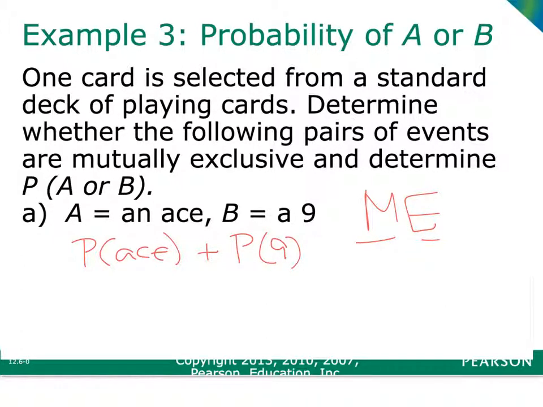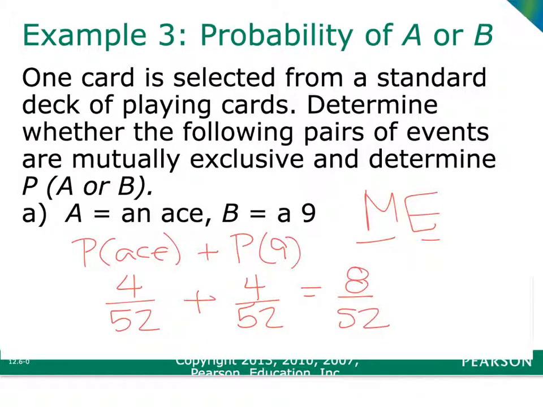Now remember, there are 4 aces in a deck, and there are 52 cards in a deck. There are 4 9s in a deck, and there are 52 cards in a deck. If I added those together, that probability would be 8 out of 52. And then remember to always reduce your fraction. Both of these numbers are divisible by 4, so your probability would be 2 out of 13.